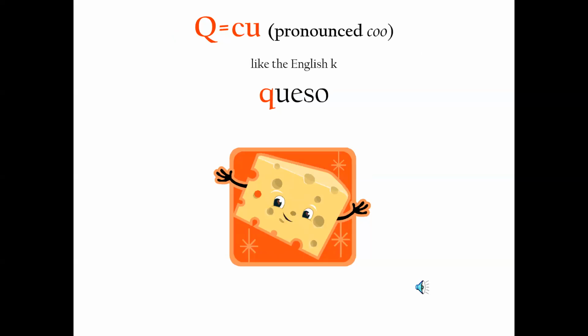The QU sound in Spanish makes a K sound, not a qua sound. In English, it makes like a KW sound, but in Spanish, it just makes a K sound. So the word for cheese in Spanish is queso. The letter is Q.